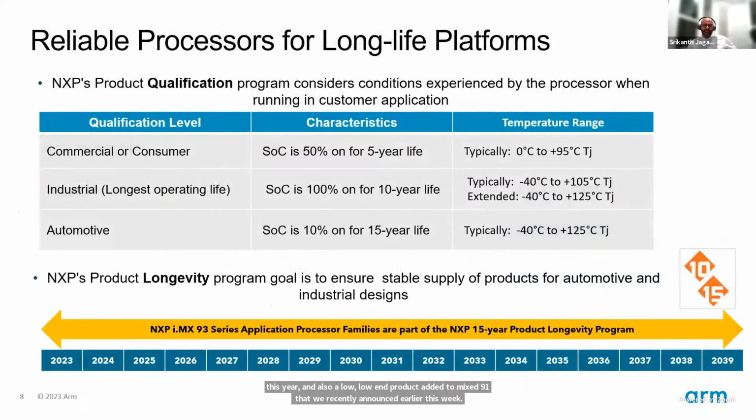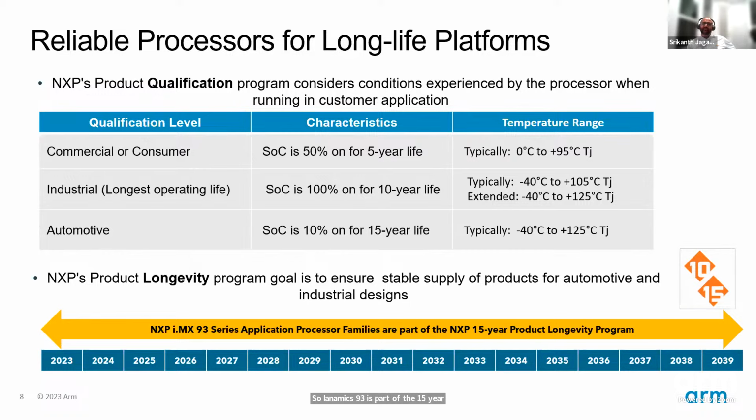Before I go into the application processor, I want to quickly state the differentiating factors that we bring apart from the application processor features or enablement. We have supply commitment in terms of how long we provide our products. We call it NXP's product longevity program. Most of our application processors are either part of our 10-year or 15-year longevity program. So i.MX 93 is part of the 15-year longevity program.